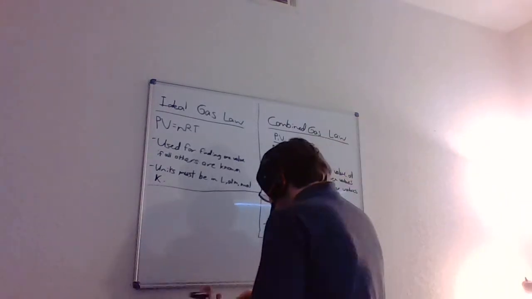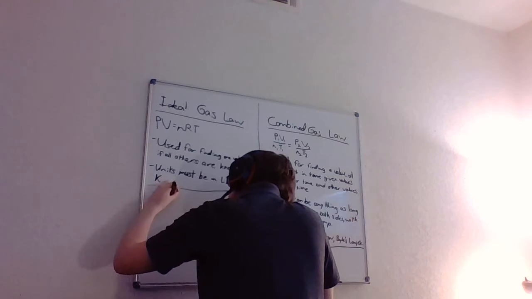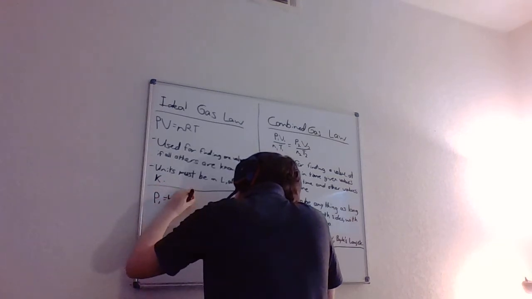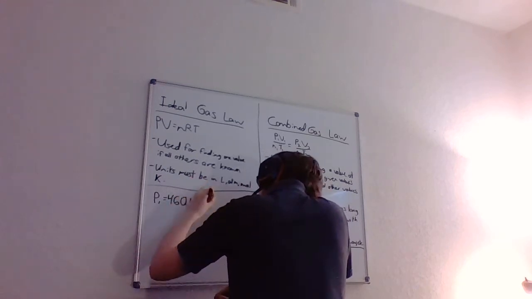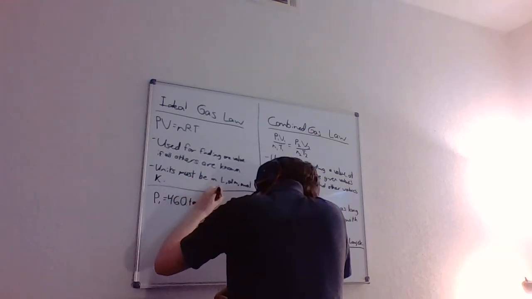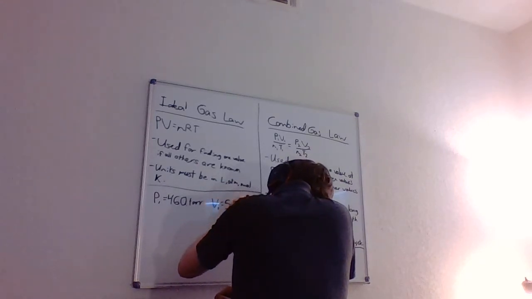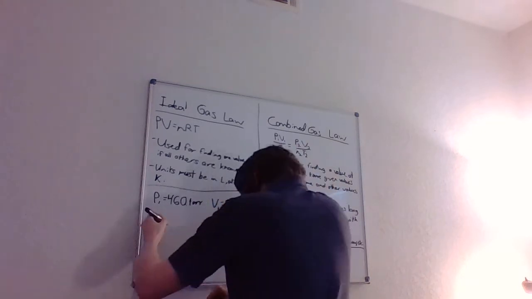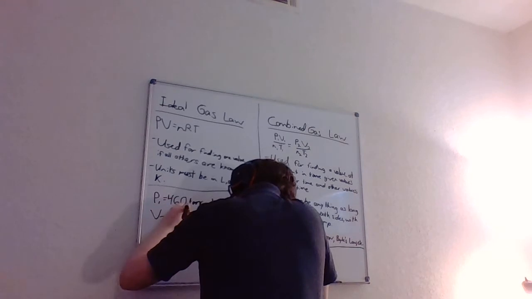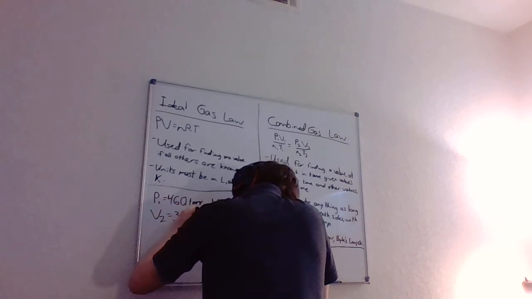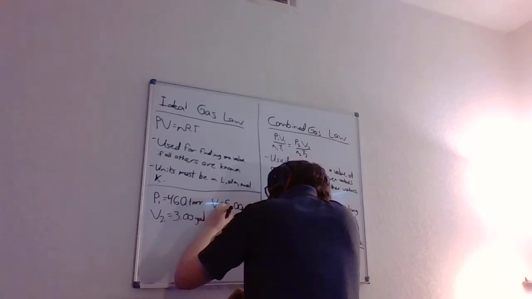Okay, so let's say we have an initial pressure of 460 torr and an initial volume of 5 gallons. If the volume changes to 3 gallons, what will be the new pressure?